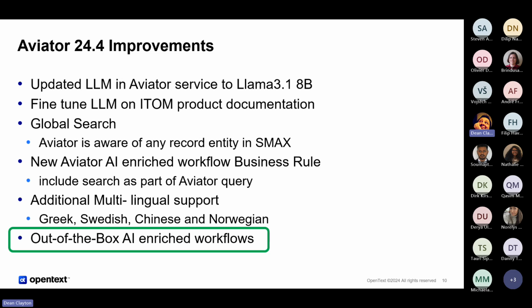Another area that we've done is we now have global search. So we showed how, in the release readiness, when asking Aviator questions, it can search across other similar records. And also we talked about our new Aviator enriched workflow business rule type. So a search, not just doing a direct query to Aviator, you can do a search and bring data in as part of a query, as part of an AI enriched workflow rule, and obviously our extended multilingual support.